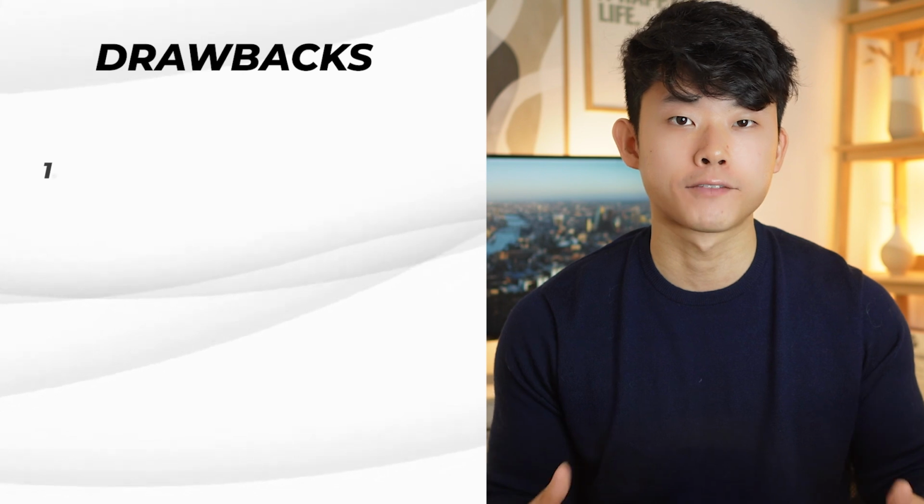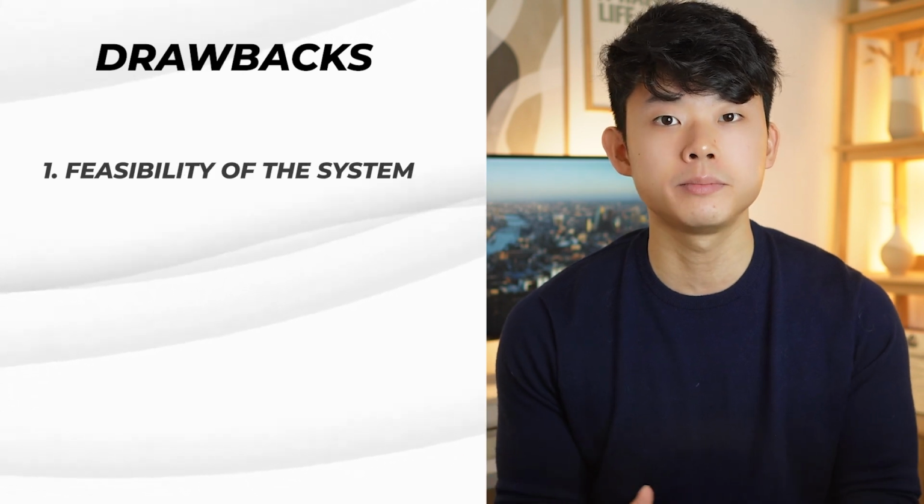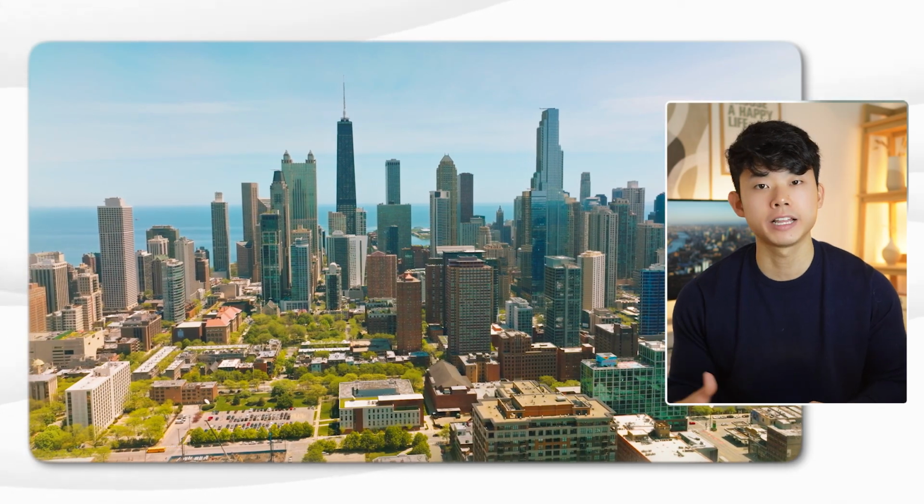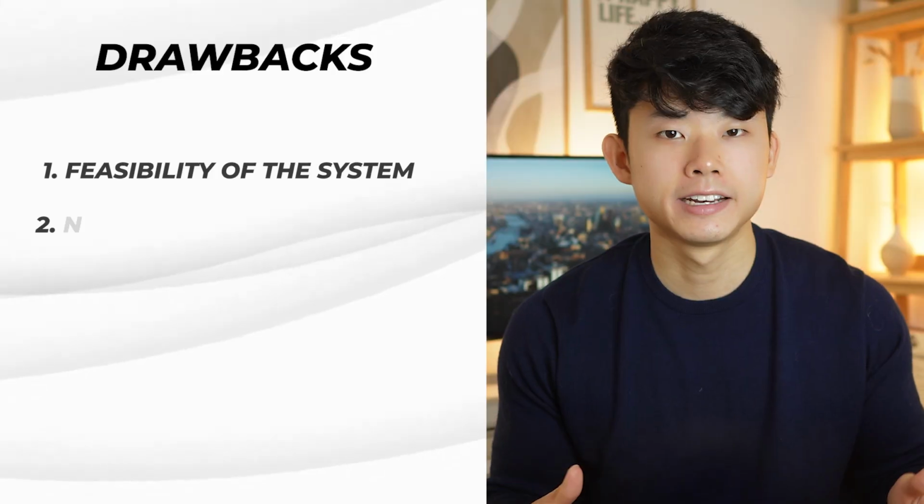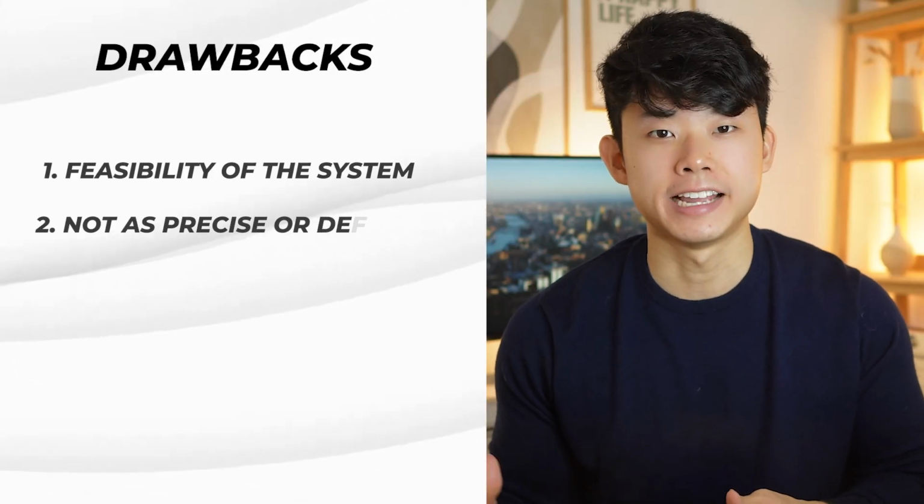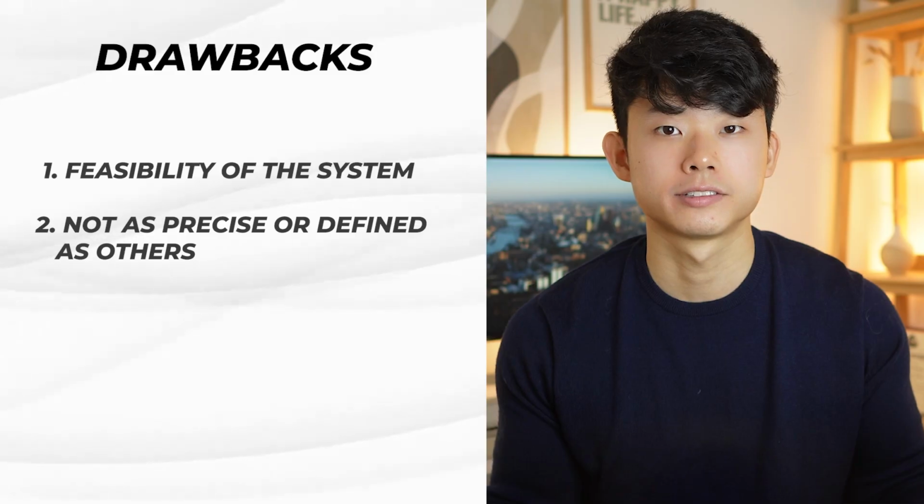Looking at the drawbacks of the 50-30-20 method, the first is the feasibility of the system for some people. In today's day and age, keeping necessities to 50% or less of income can be very difficult, especially if you live in an expensive area or have a low income. Second, this budgeting method isn't as precise or defined as some other methods. If your goal is to try and cut your spending on any one specific category, for example, shopping or dining out, the onus is on you to track your spending at a lower level than just the needs, wants, and savings buckets.